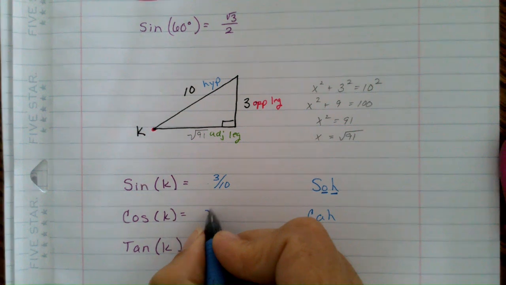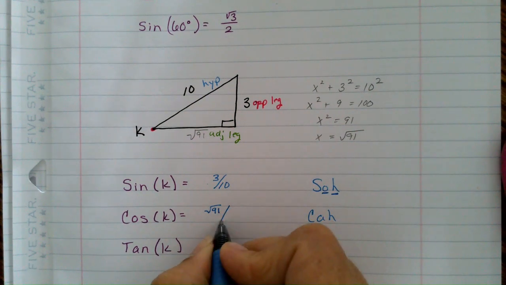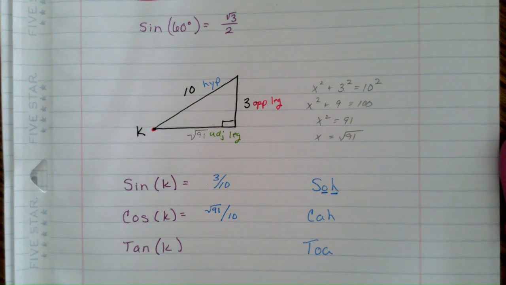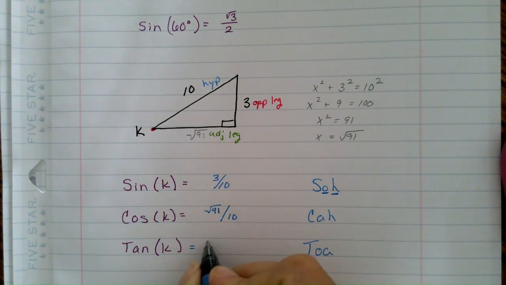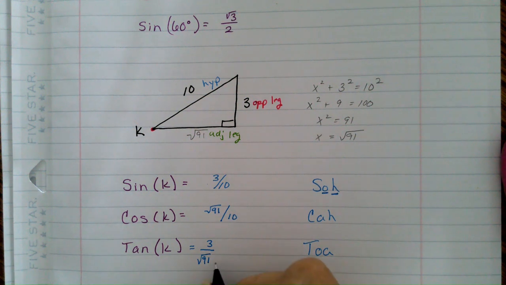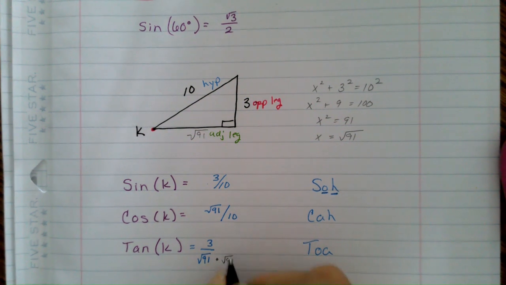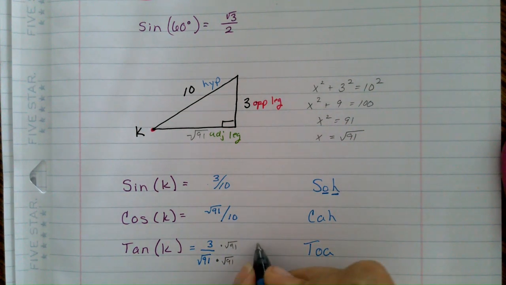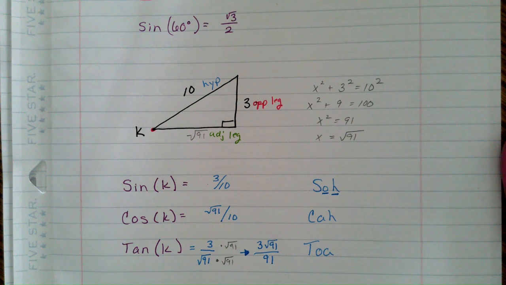That would be our adjacent compared to our hypotenuse. Boom, done. And then we have our tangent, which is the opposite over the adjacent. Uh-oh. We have a radical in the denominator. It's all right. We already know it's a reduced radical, so we'll just multiply it by itself. And we get 3 root 91 over 91. So make sure you're always fixing that denominator anytime you have a fraction in it.